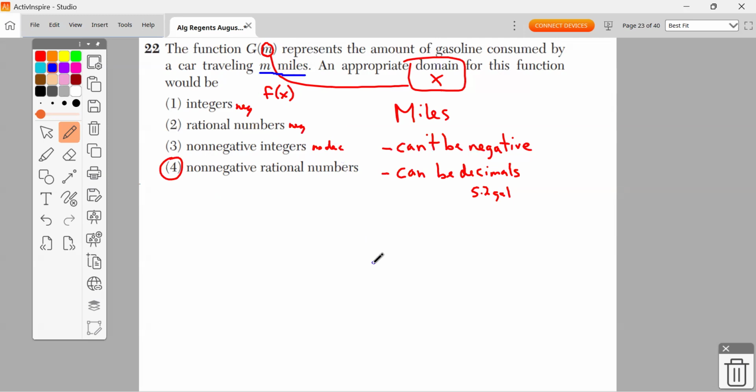Well, what could miles driven be? Could miles be integers? No, they can't, because you can't have negative numbers. Integers include negative numbers. Could miles be rational numbers? No, they can't, because rational numbers include negative numbers. Could they be non-negative integers? Well, they could be, but could you drive decimal non-negative positive numbers? Yes, you could. You could drive 1.5 miles or 2.1 miles. And then choice number 4, which is the correct answer, non-negative rational. It can be a non-decimal number, but it can also be a decimal number, and it's non-negative.